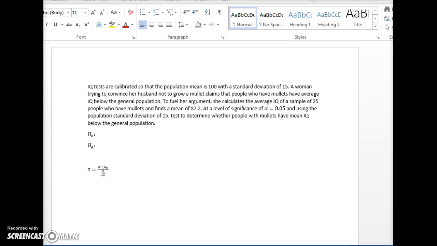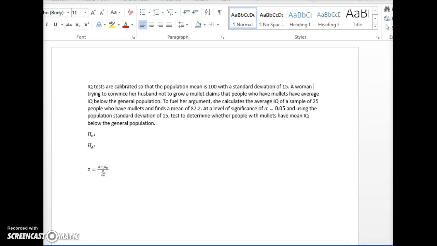Now here's an example of a hypothesis test for the mean using Z. We will first do it by hand and then in StatCrunch. So we know that the IQ tests are calibrated so that the population mean is 100 with a standard deviation of 15. According to this example, the sample consists of 25 people who have mullets and the mean IQ is 87.2. Assuming alpha equals 0.05 and using the population standard deviation of 15, test whether people with mullets have a mean IQ below the general population.